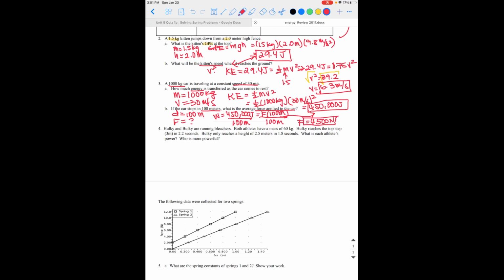Okay, the next question is about Hulky and Bulky. So we've got a bunch of information here. We've got Hulky and Bulky, so both of them are 60 kilograms.